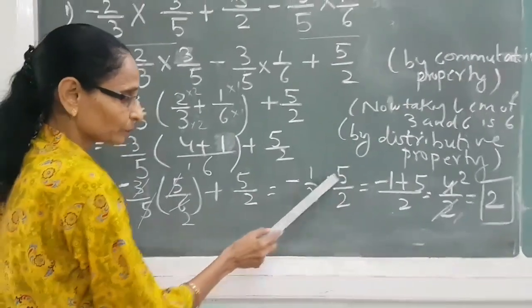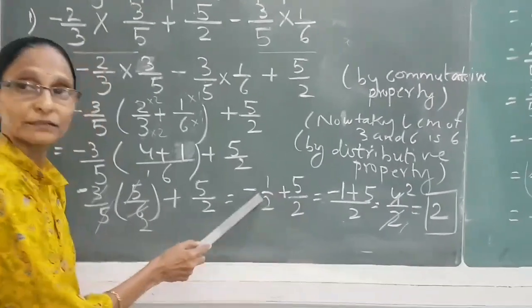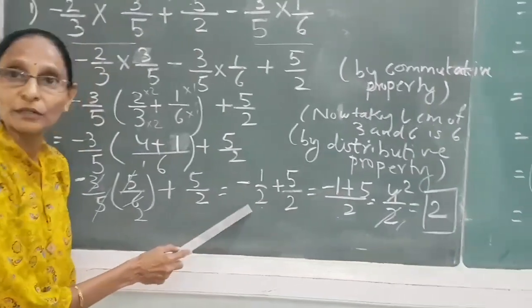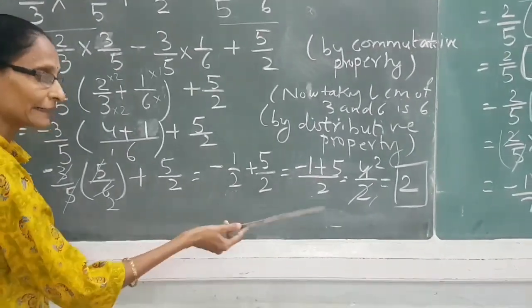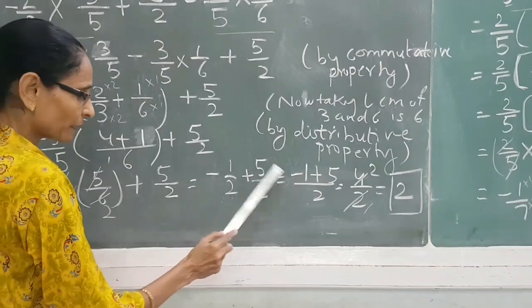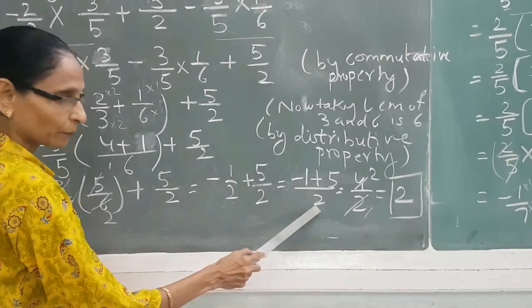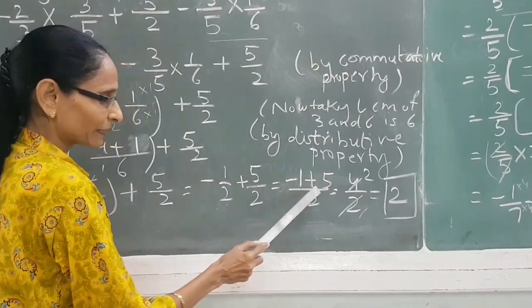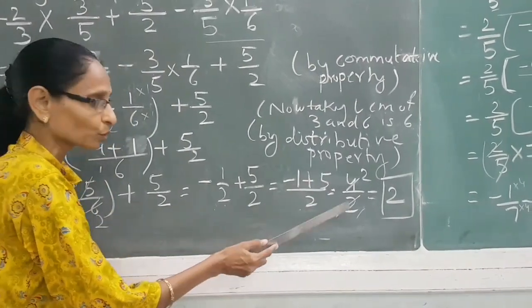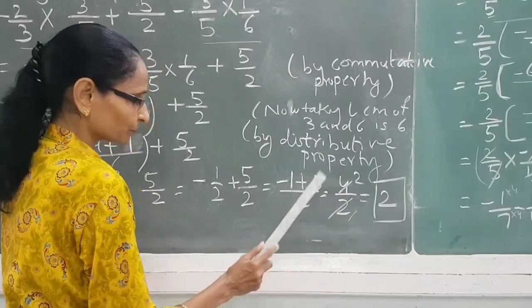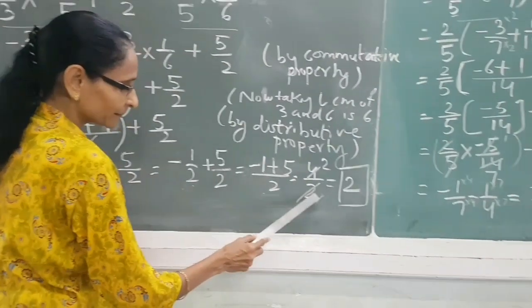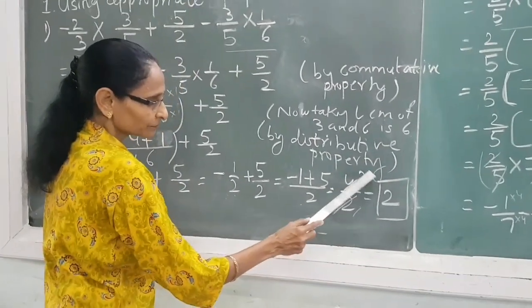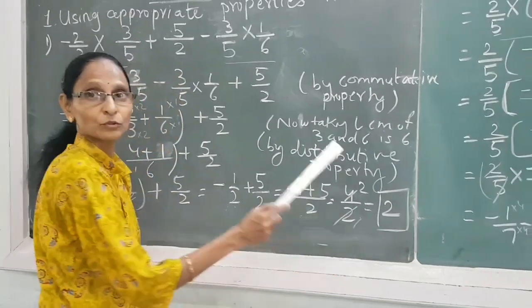Now here we are supposed to add this. But no need to take the LCM because both the denominators are the same. So directly we will add. So minus 1 plus 5 upon 2. Now minus 1 plus 5, minus plus plus, sign of the bigger number, you know that. So 4 upon 2. Now if you cancel it, 2 2s are 4. So our answer will be 2.